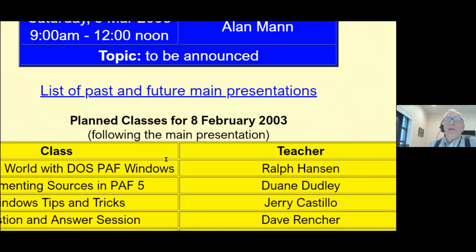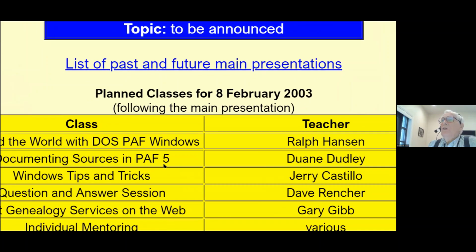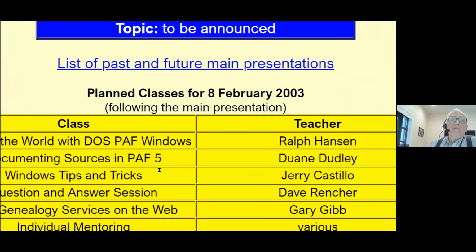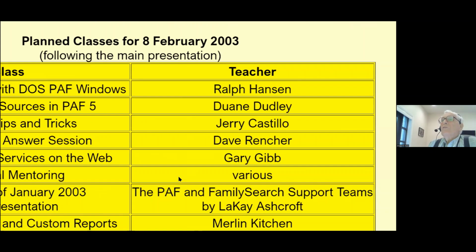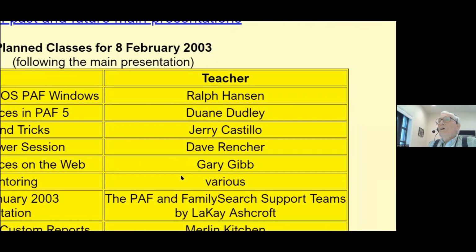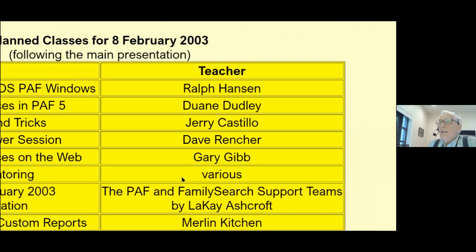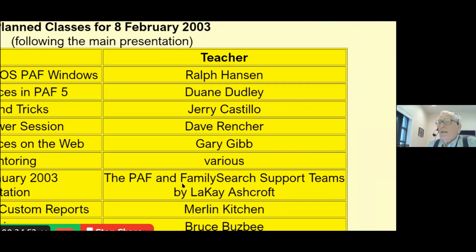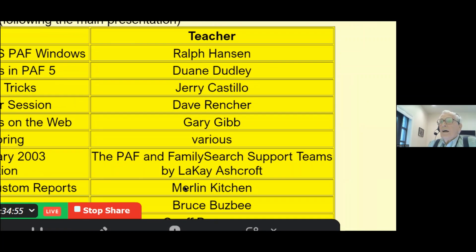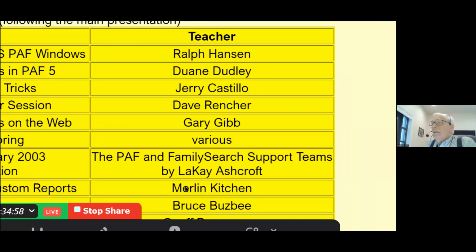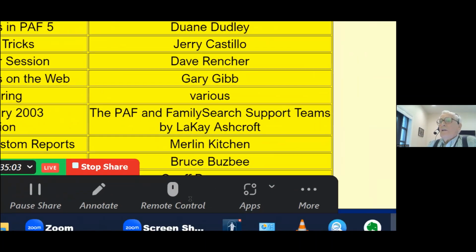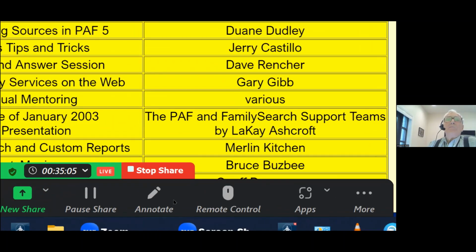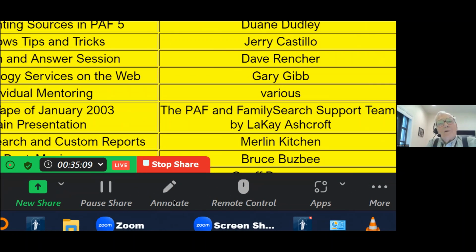Down below here will be the planned classes for February, and here's a bunch of classes for February. This was what the class was going to be. Over here on this side, let's see, Ralph Hansen was going to do a class. Dwayne Dudley was going to do a class. Jerry Castillo was that day. Dave Rancher was. Gary Gibb, I don't remember him. And so on. As you look back over the stuff, it brings back memories of what happened in those early days and what were the subjects that were of interest.